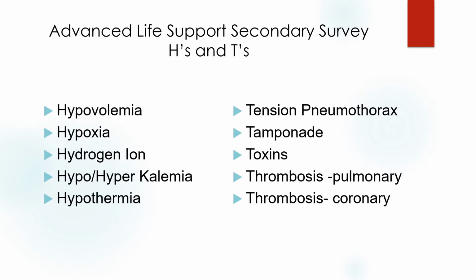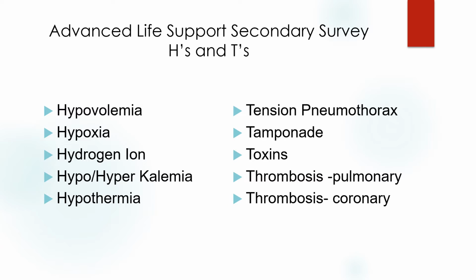When we're going through the code, we're also reviewing the H's and T's. So hypovolemia is the patient having excessive loss of fluid. Are they dehydrated, malnourished? Are they bleeding? Hypoxia, this is obviously that they have not enough oxygen. Hydrogen ion, this would be acidosis or alkalosis. So this hydrogen ion is our pH scale. So this would be anything that would cause any of those.